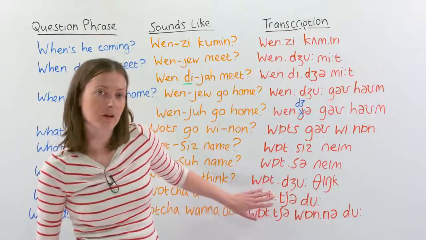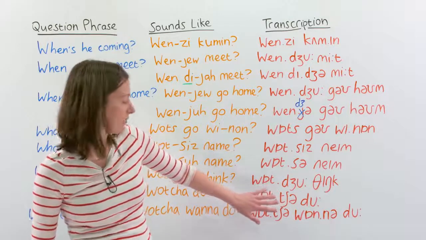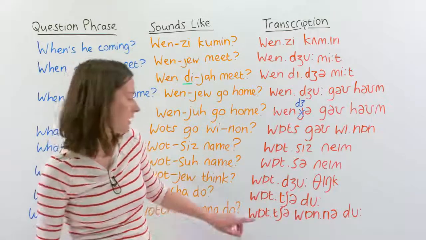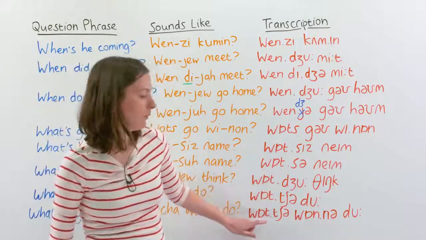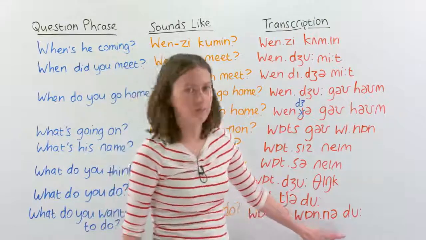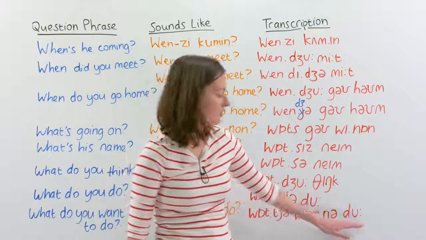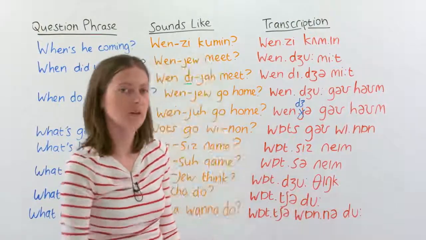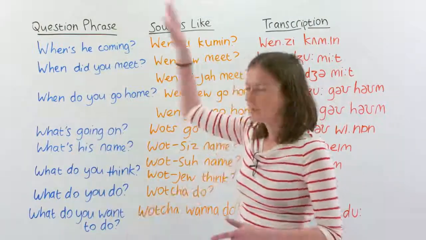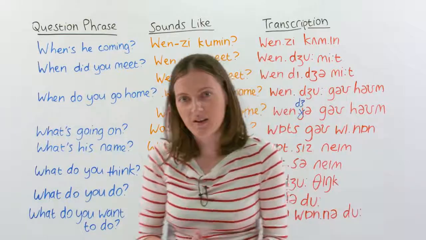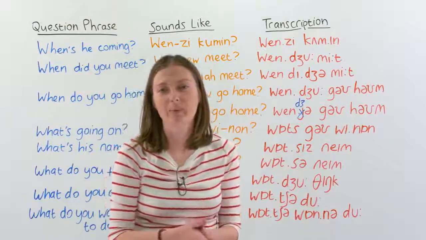The first part is the same as the previous example. Watcha. But now we've got wanna. Wanna, do. What do you want to do? Okay, so this is how you speed up your English to talk like a native speaker.